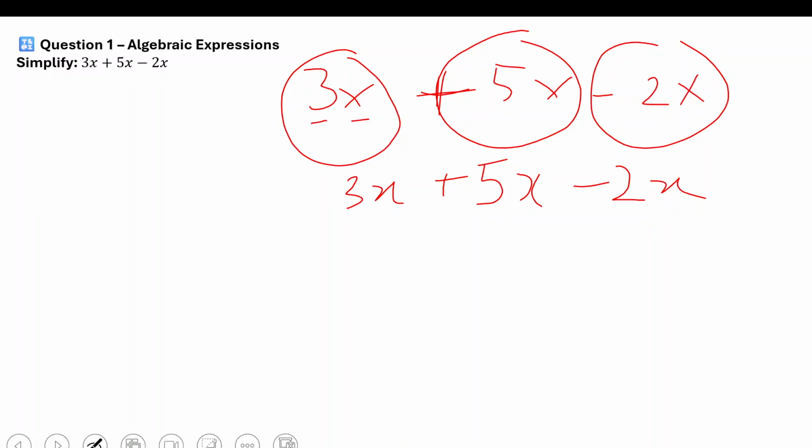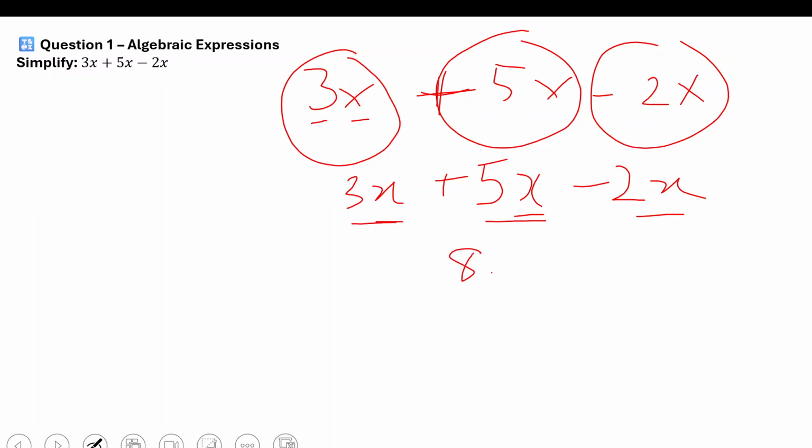Why? Because they have x in common. So what we're going to do, we're going to treat them like a like term and do the operation on them together. So I have 3x plus 5x.